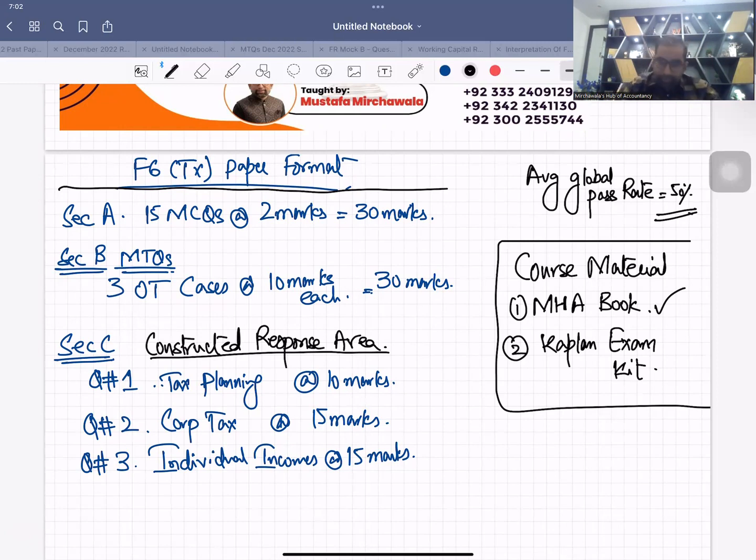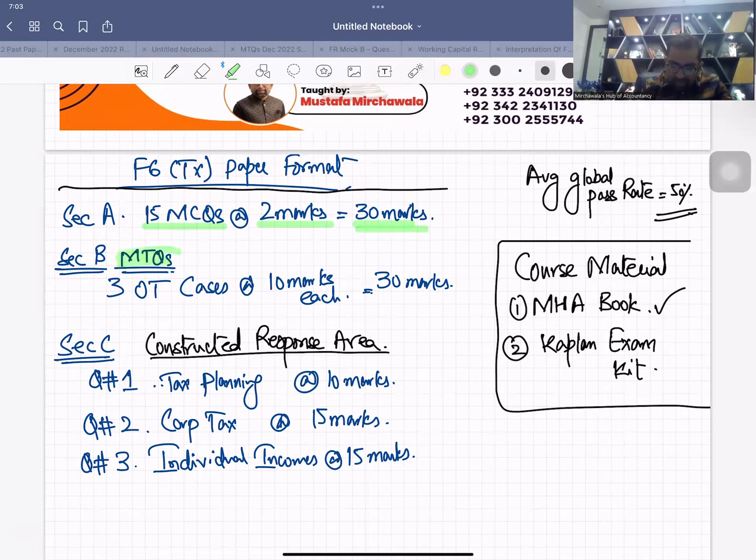Okay, and now this is the format. You will have 3 sections in the exam: section A, section B, section C. Section A contains 15 MCQs at 2 marks each, so it's 30 marks. Now the question is, sir, from where will these questions come? These questions will come from any area of the syllabus, any area like CGT, IHT, corporation tax, individual tax, any area they can come, right? Okay, now section B.